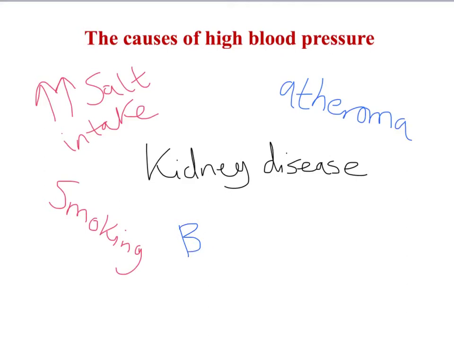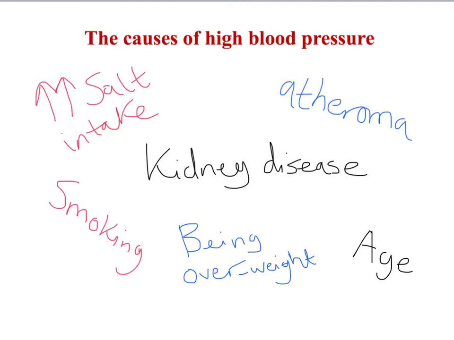Being overweight is a significant contributing factor to high blood pressure. If you are overweight, then you're putting the body under more strain. You're having to force the blood that little bit harder, essentially, to push it all around what is a larger person. And one other cause of high blood pressure we can note here is age.